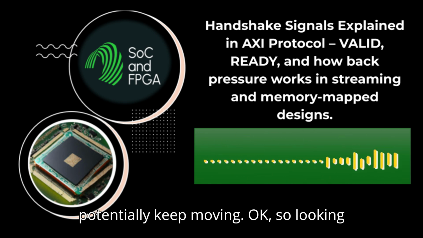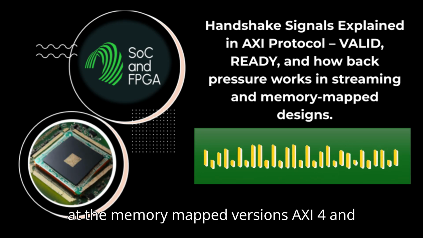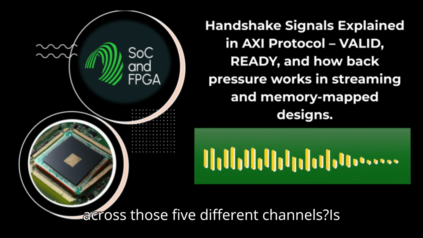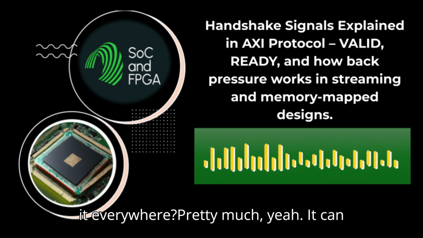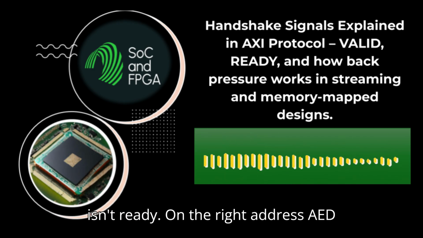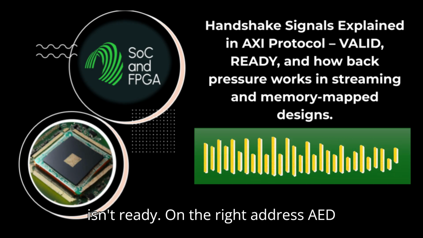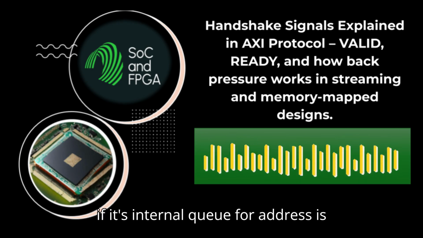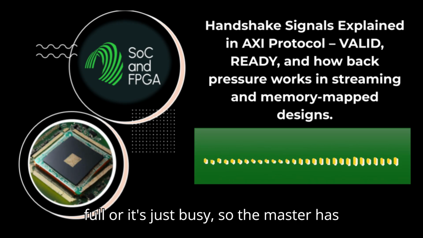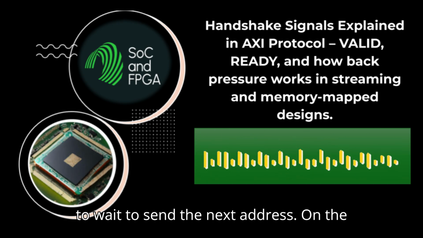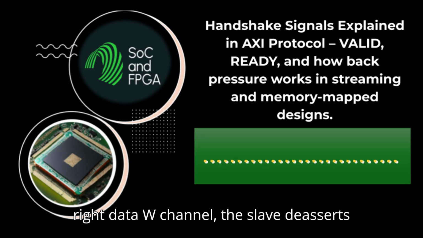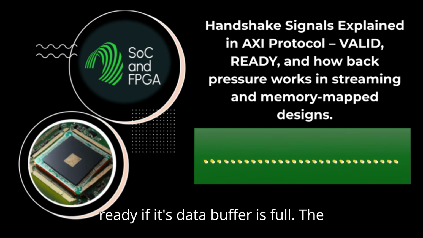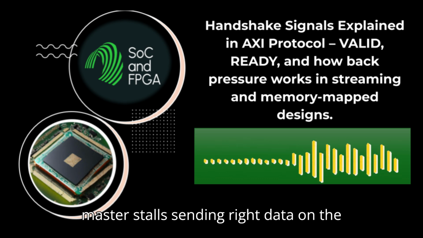Okay, so looking at the memory-mapped versions, AXI4 and Lite, how does back pressure play out across those 5 different channels? Is it everywhere? Pretty much, yeah. It can happen on any channel where the receiver isn't ready. On the write address AW channel, the slave might deassert ready if its internal queue for addresses is full or it's just busy. So the master has to wait to send the next address. On the write data W channel, the slave deasserts ready if its data buffer is full. The master stalls sending write data.